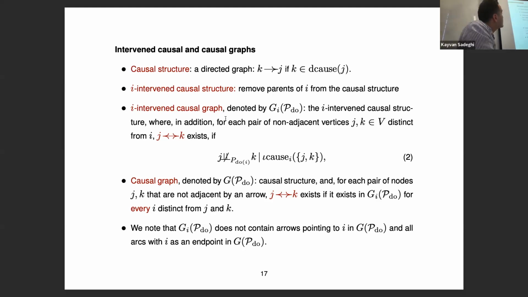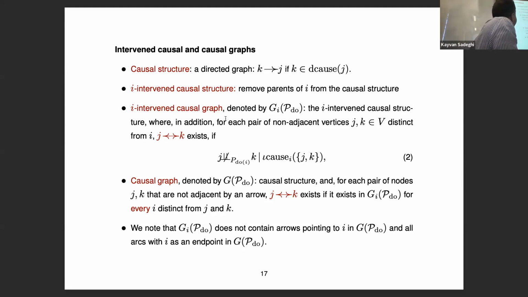Okay, but then what are the arcs? We need to add these arcs. And keep in mind, we don't have any observed distribution yet, right? I haven't talked about an observational distribution. We only have this family of interventional distributions, right? That's very important. So we are making all these only using interventional distributions, right?